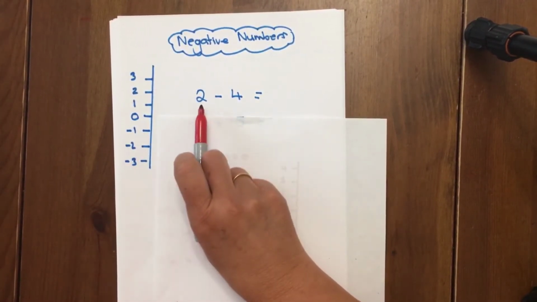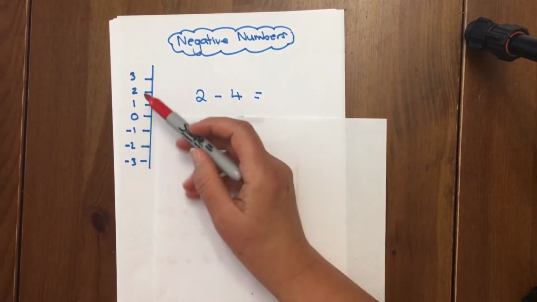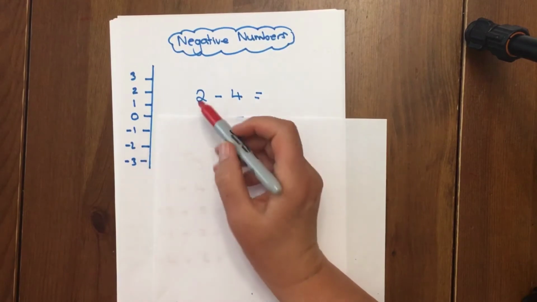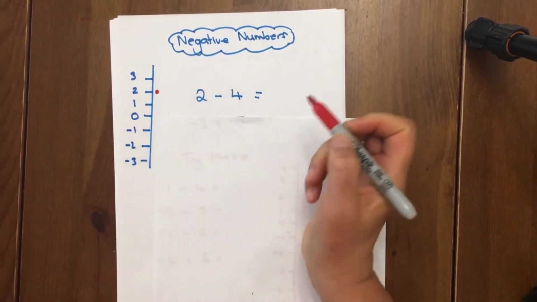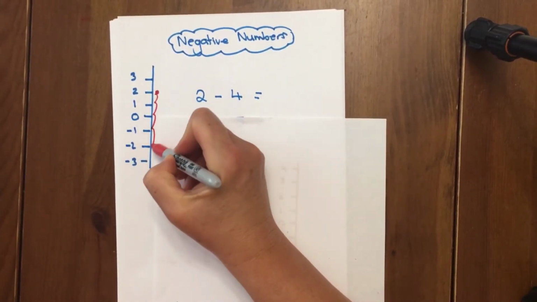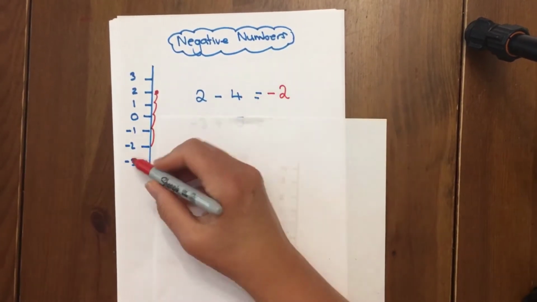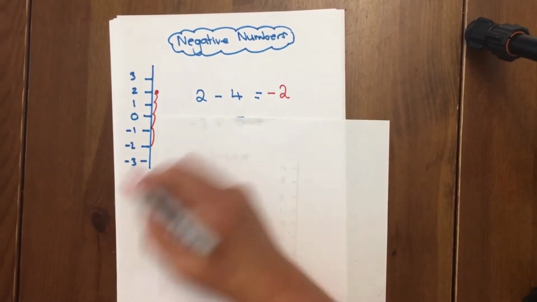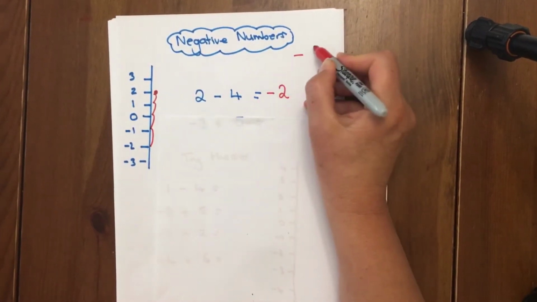So for this one, 2 take away 4. Now, take away means go down the number line. So we start at 2, we start here, and we go down 4. So 1, 2, 3, 4. So we end up at -2 on the number line. So take away means we go down the number line.